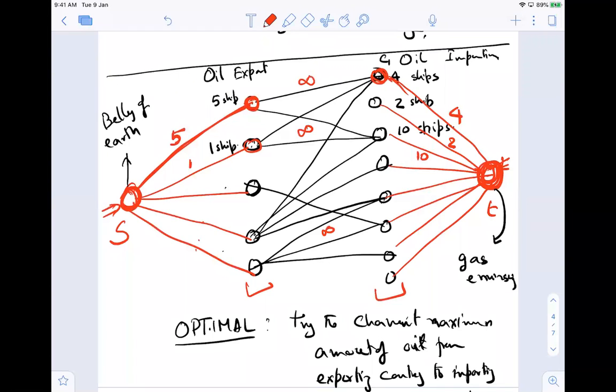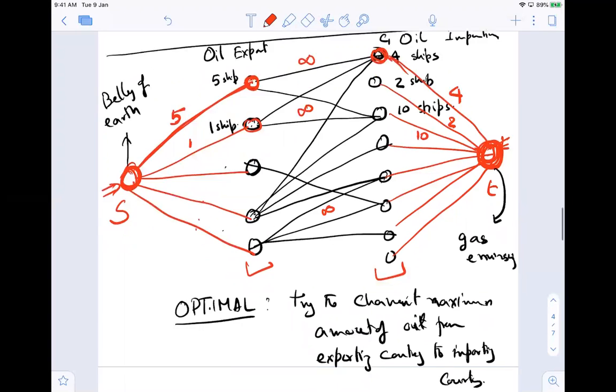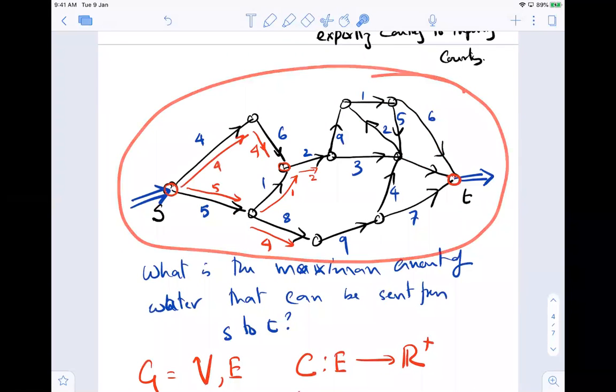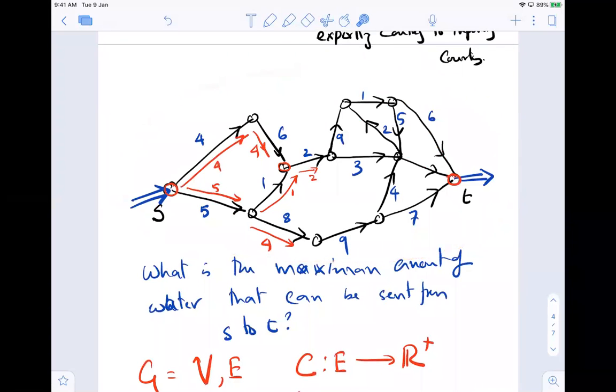The maximum flow is exactly equal to the maximum, I mean, I didn't prove it, but prove it to yourself, the maximum amount of flow that you can send from S to T is the maximum amount of oil export that you can have. So this is just one example of how powerful this notion of flows is. Okay, this is not the most powerful form of it.